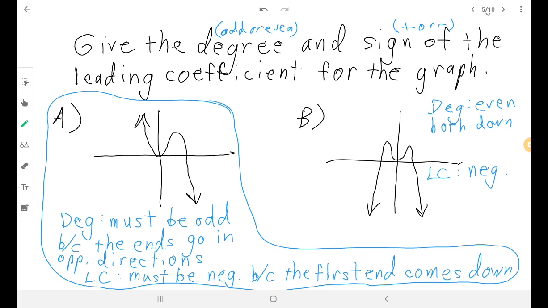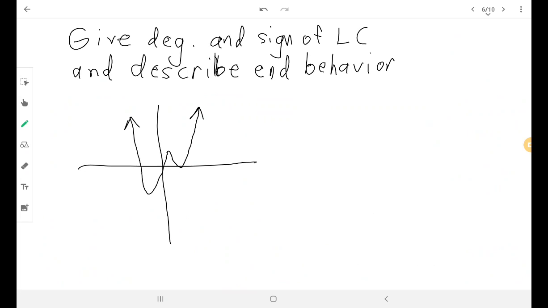I'll pause for a second and let you look at that and see if there are any questions. Okay. There being no questions at the moment, I will move on. All right, so here's another one. Give the degree and the sign of the leading coefficient, and then describe the end behavior. And that's going to get into some notation, okay?